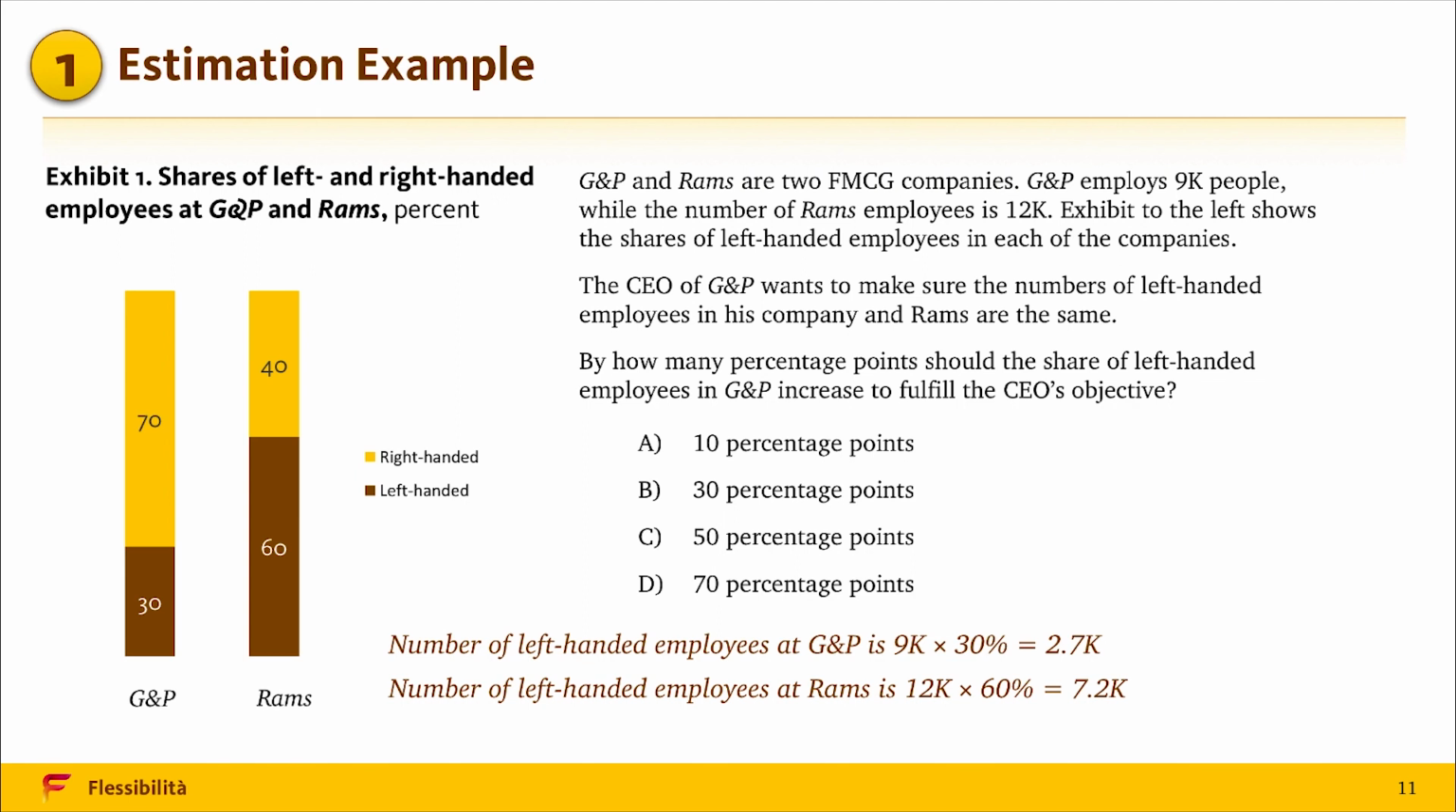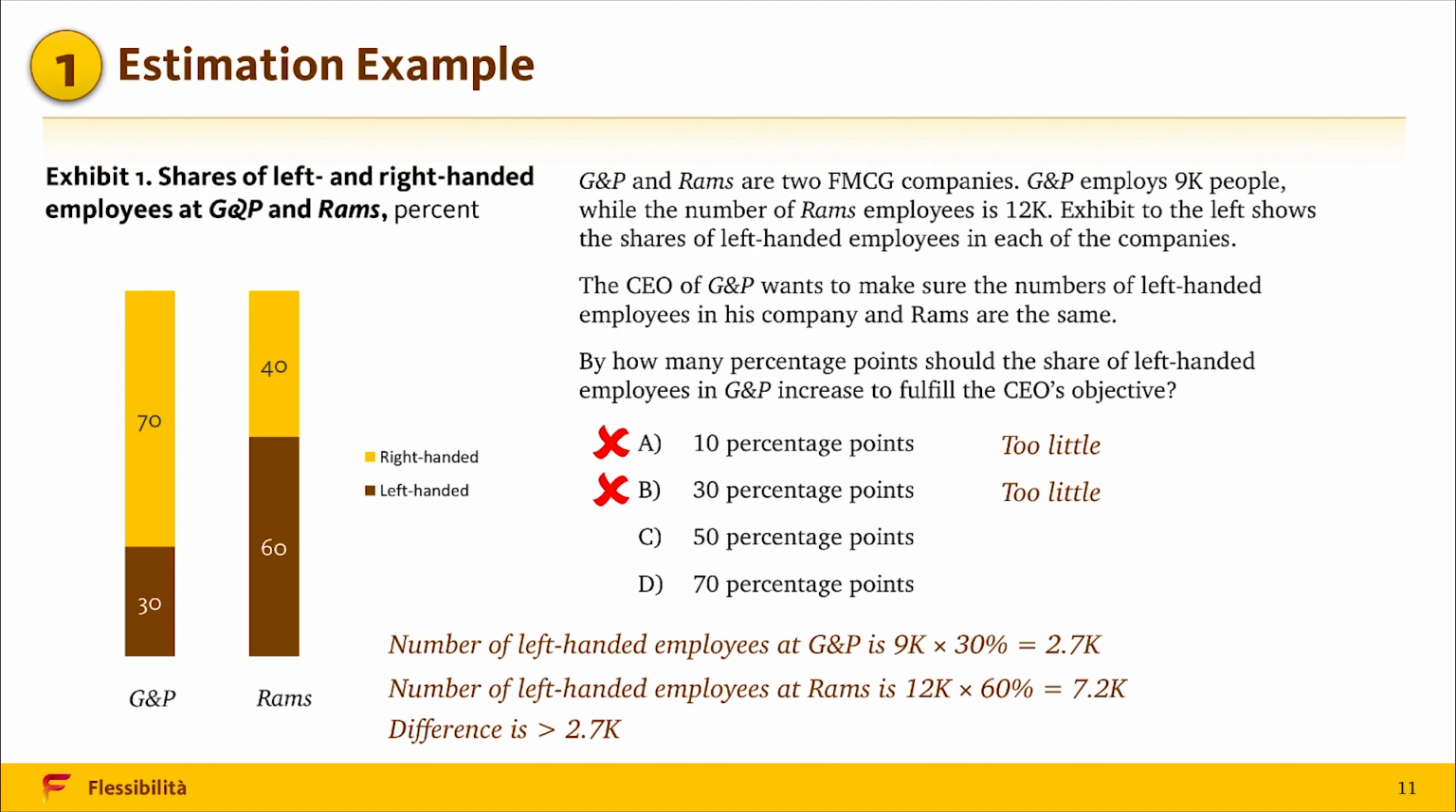Notice that we need to more than double the number of left-handed employees at GNP to reach the level of RAMs. That means the difference will be more than 30 percentage points, because the current share of left-handed employees at GNP is exactly 30%. So options A and B are wrong, they're just too small.